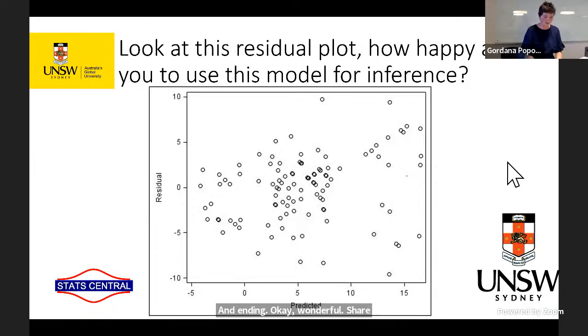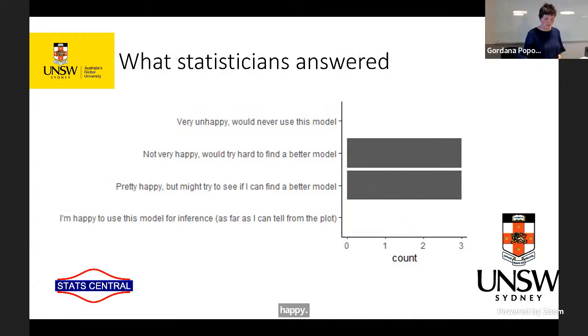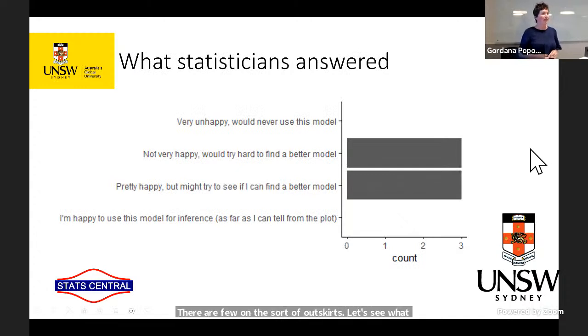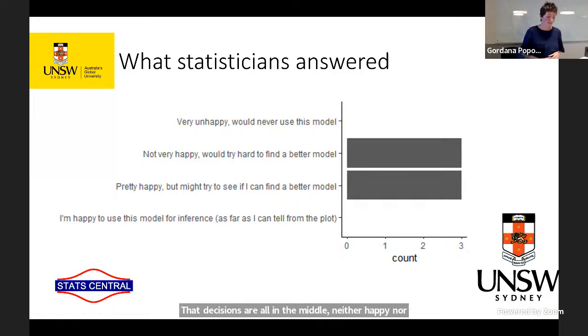So here are our results. There is a big distribution. Some people are pretty happy. Most people are either pretty happy or not very happy. There are a few on the sort of outskirts. Let's see what the statisticians said, quite similar. Statisticians are all in the middle, neither happy nor unhappy. So that's pretty close.